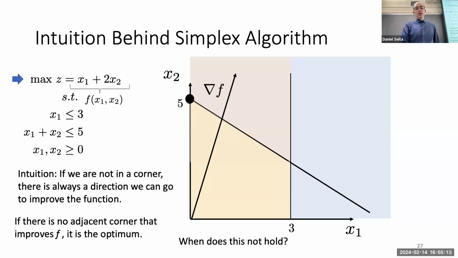So when does this not hold? When does this condition here not hold? What happens if we're not in a linear program anymore? What if these functions are non-linear? Then you don't end up getting this type of structure anymore.